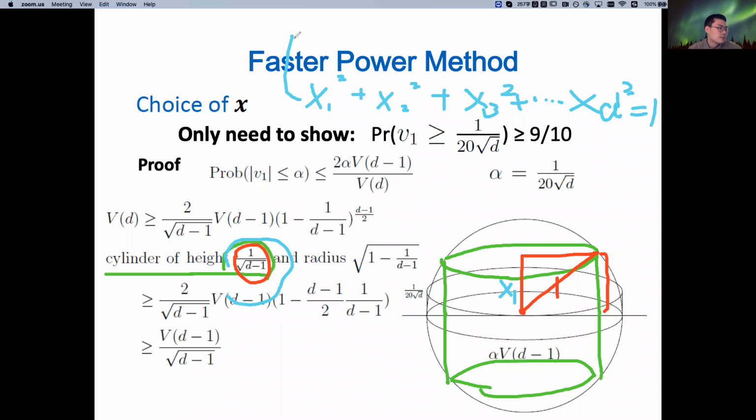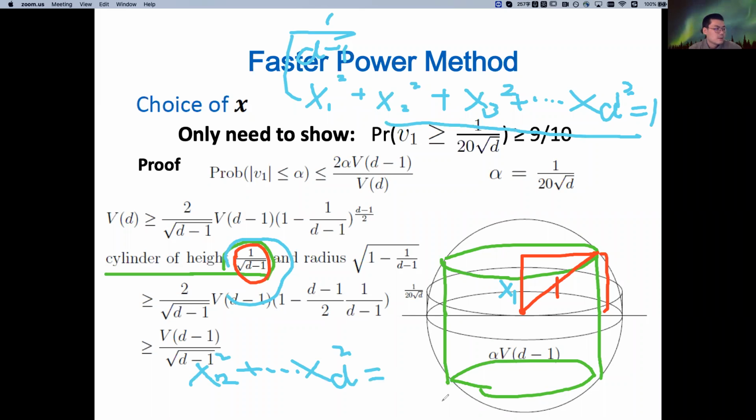So x1 square becomes 1 divided by d minus 1, okay, because it's square root. And now, based on this, what is x2, x3, xd? So we say x2 square plus all the way to xd square is equal to what? This is equal to 1 minus 1 divided by d minus 1, just to move this thing to the right hand side. So what is this?